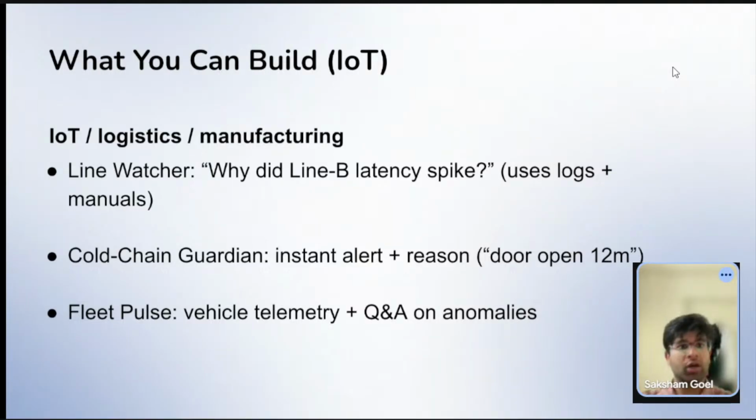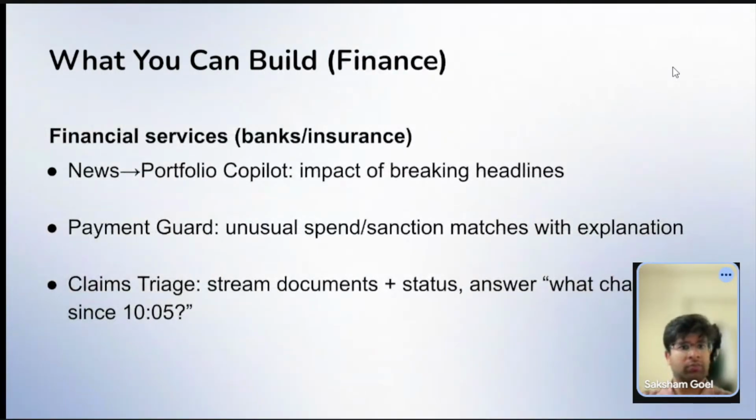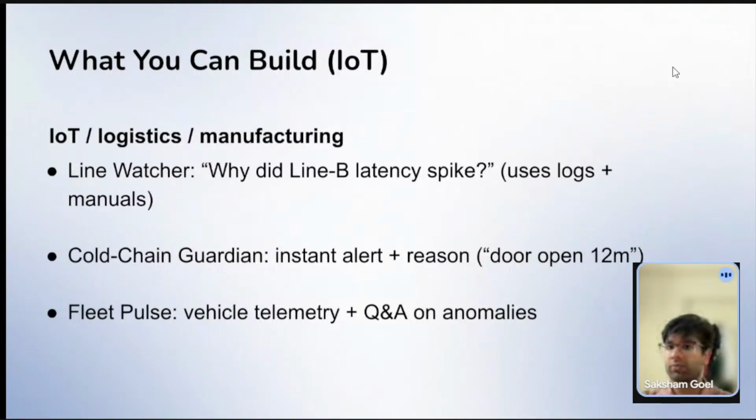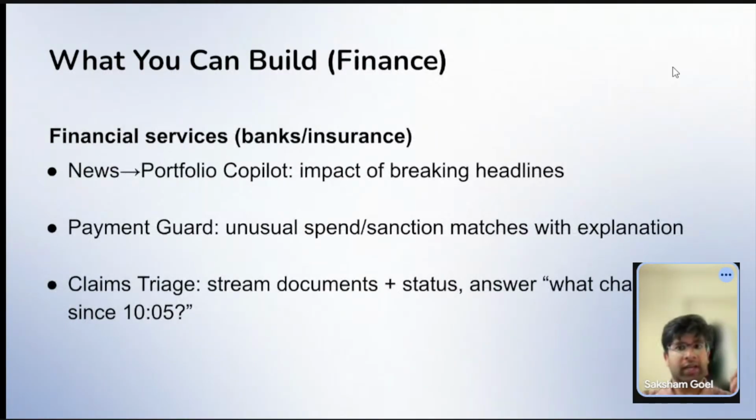So this is what you can build in the IoT logistics manufacturing side, which I would be very happy if you build. Second is finance. In finance, obviously, you've seen a lot of bankers where speed is everything. They are obviously on a lot of coffee, and nowadays it's getting a lot more volatile, and you need to predict a lot in less time.